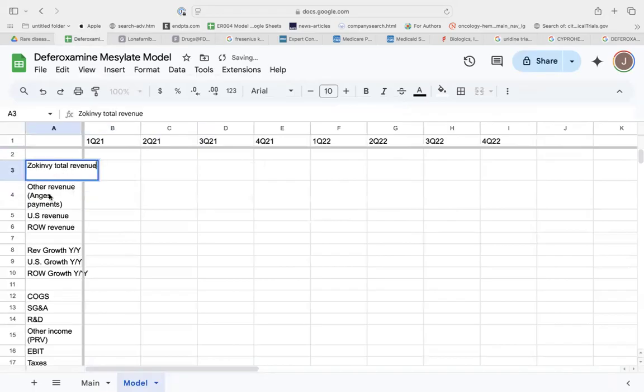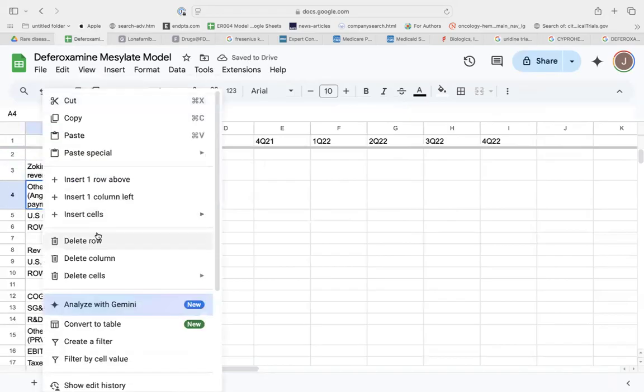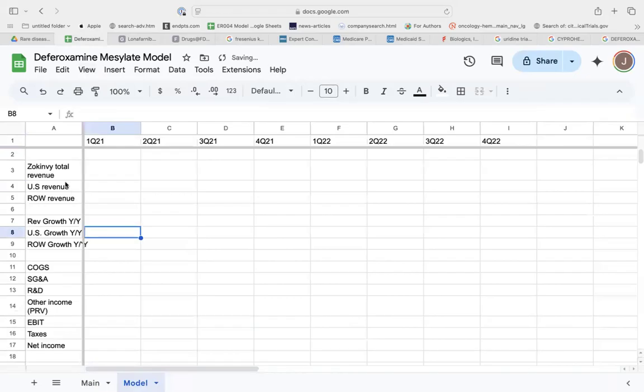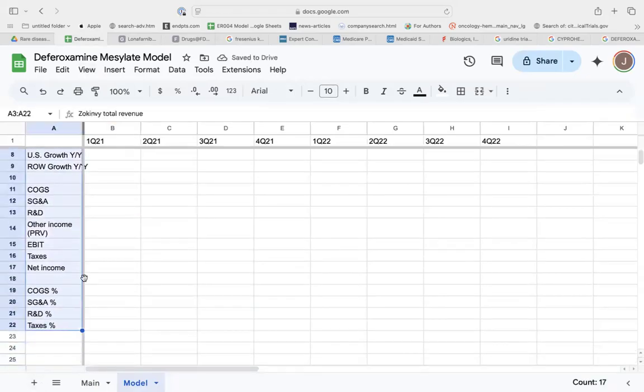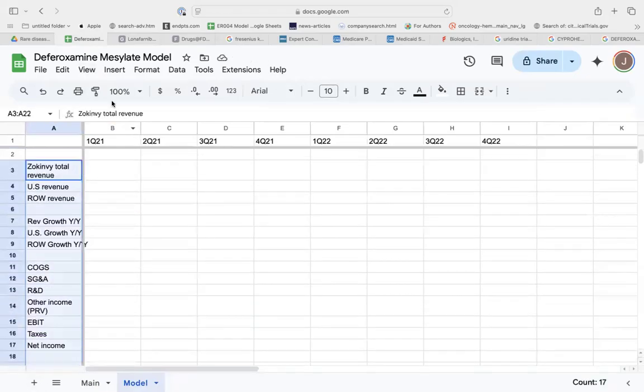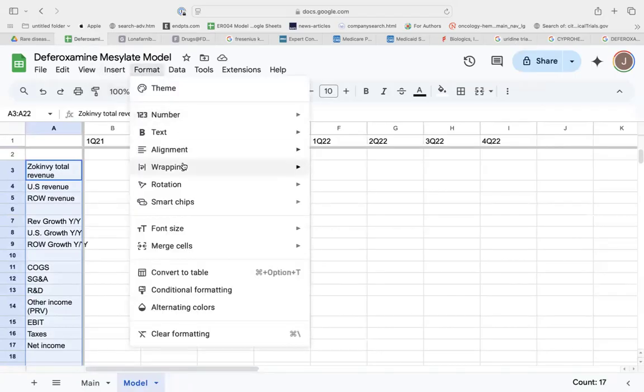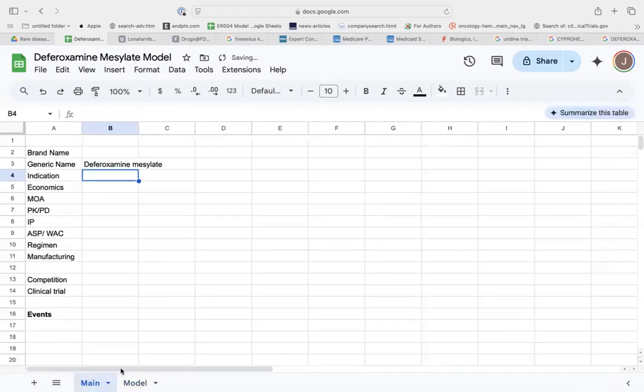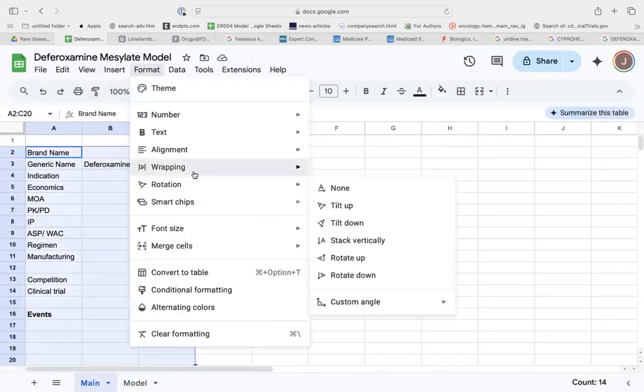Okay. All right. And this is just a very simple template if you want to make a discounted cash flow model. There you go. Format, right.